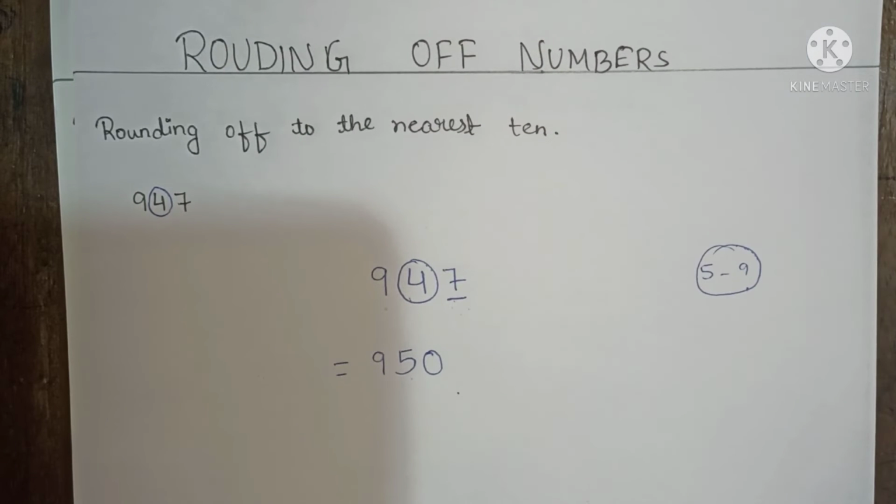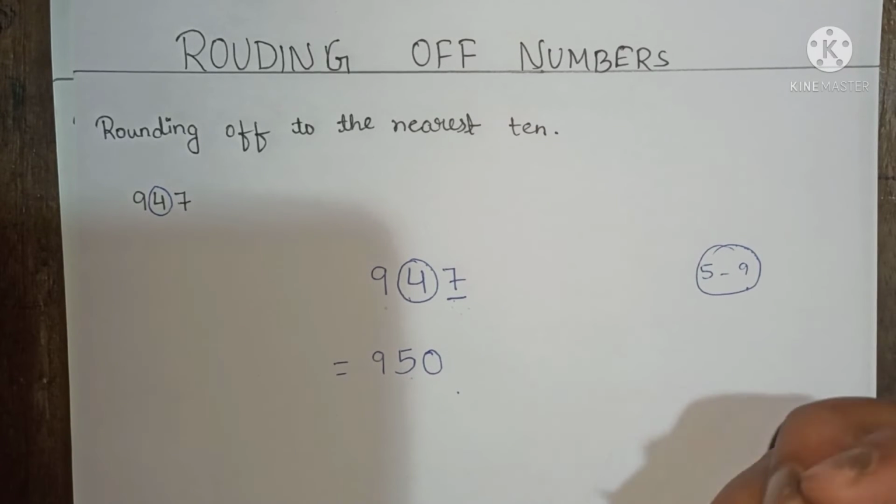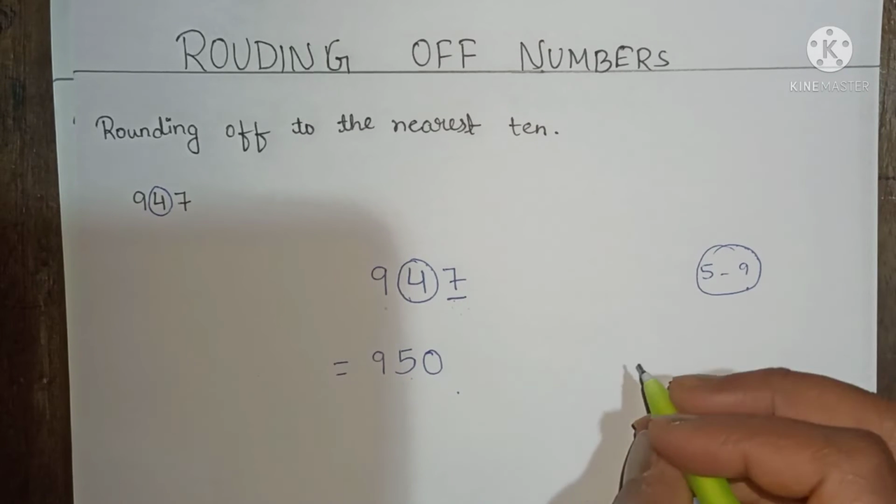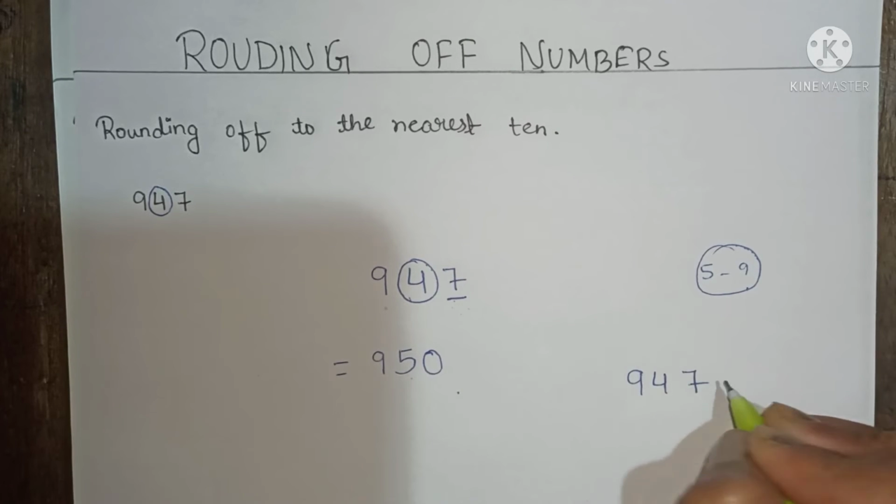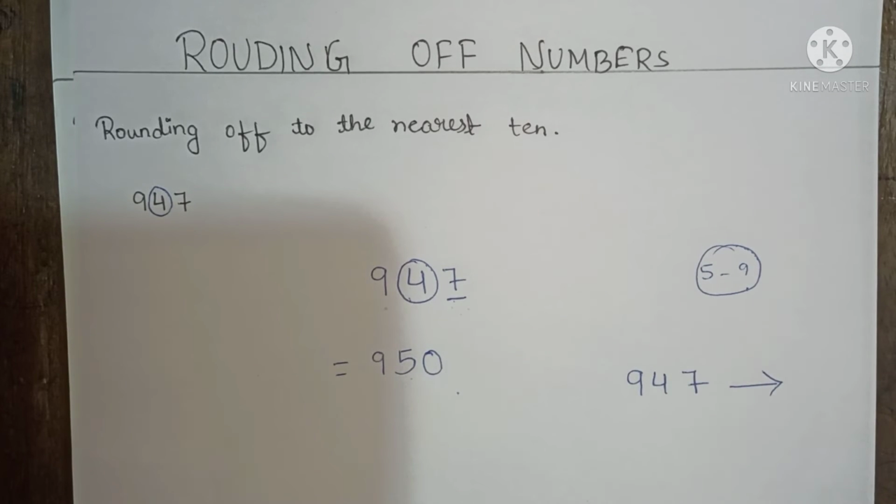Okay. We can also follow one more step if it seems tough to you. हम और एक step add कर सकते हैं इसमें. 947. So for nearest 10 it will be 950.